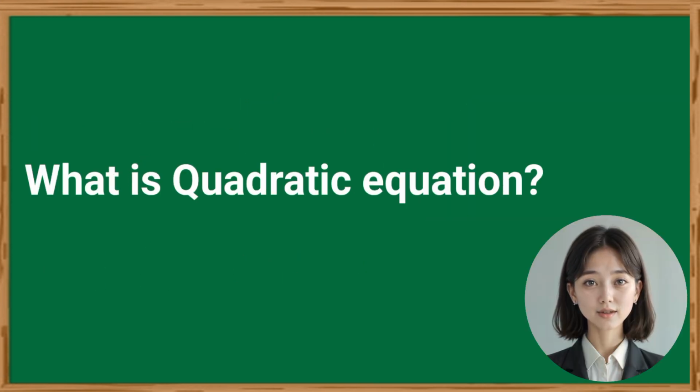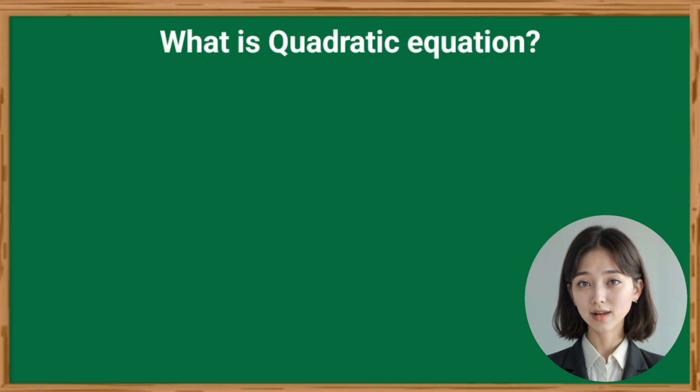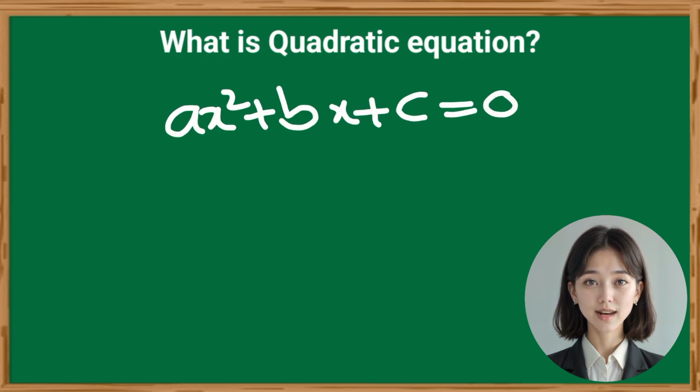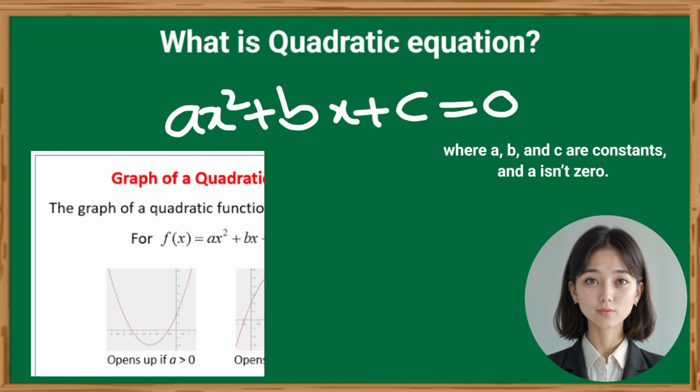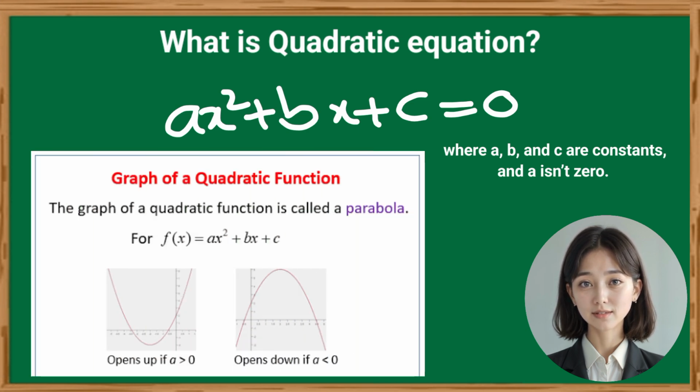Definition of a quadratic equation. A quadratic equation is any equation that can be written in the form of ax² + bx + c = 0, where a, b, and c are constants and a isn't 0. This equation represents a parabola when graphed and typically has two solutions for x. All right, let's dive in.